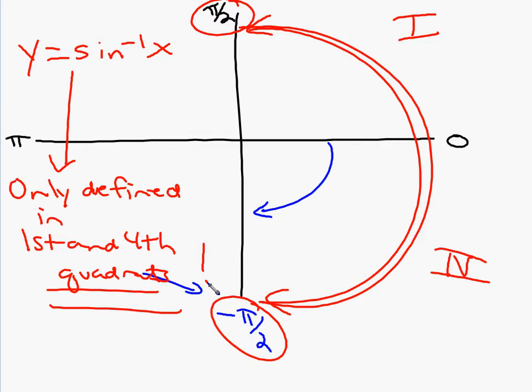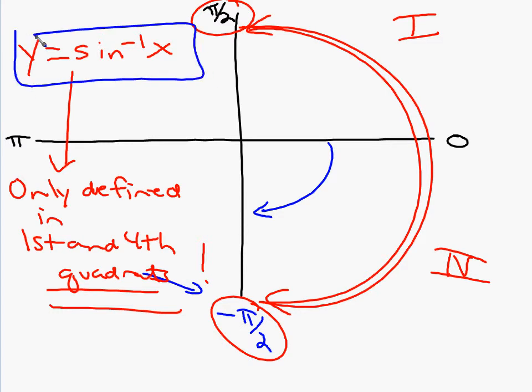Very important. You'll see how that works in just a second. The inverse sine function is only defined in the first and fourth quadrants because of our domain restriction. All right? That is for inverse sine.